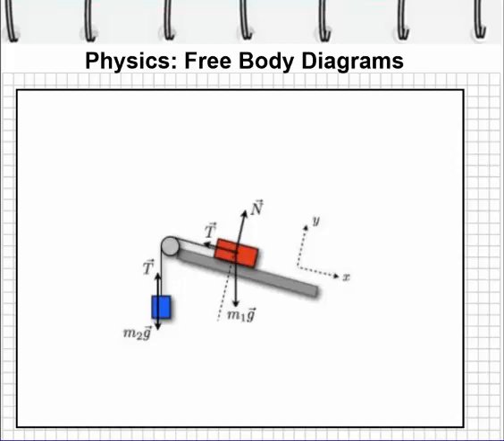A free body diagram is just a picture that represents one or more objects along with the forces acting on those objects. The objects are usually drawn as a circle or a small dot, just basically for the sake of simplicity, and the forces are always shown as vectors.